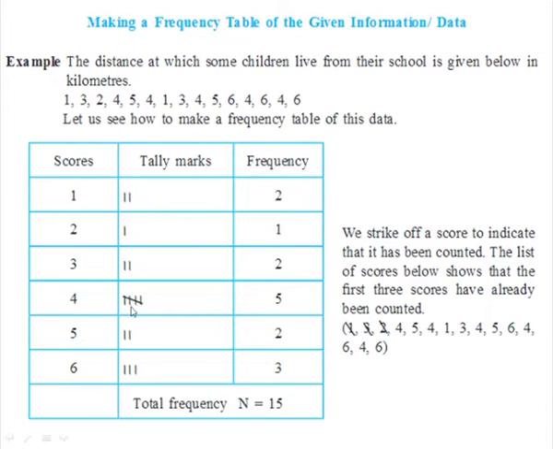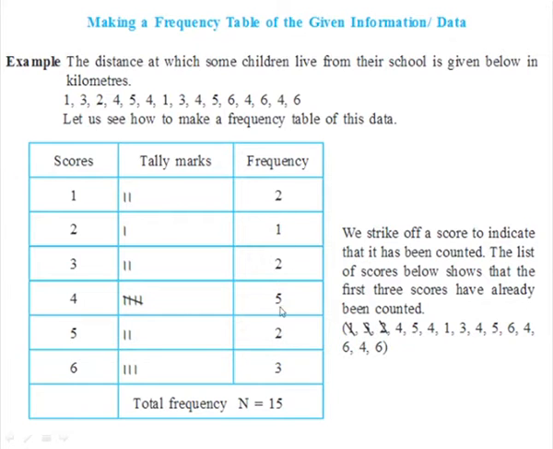Now here there are 5 tally marks, 4 standing and 1 slanting. Here this one group represents 5 tally marks, therefore the frequency is 5. Now here there are 2 tally marks, therefore the frequency is 2. And here there are 3 tally marks, therefore the frequency is 3.